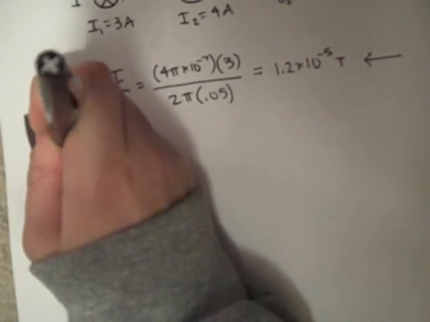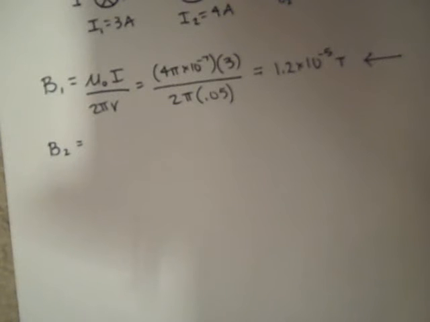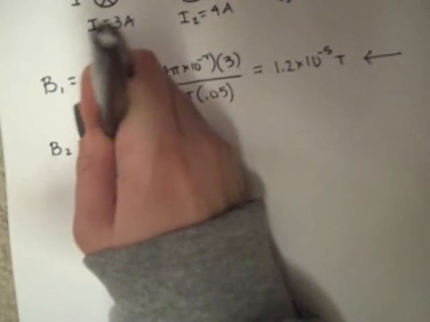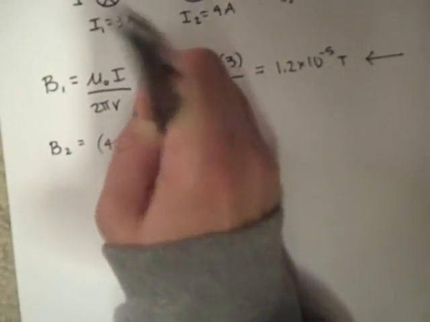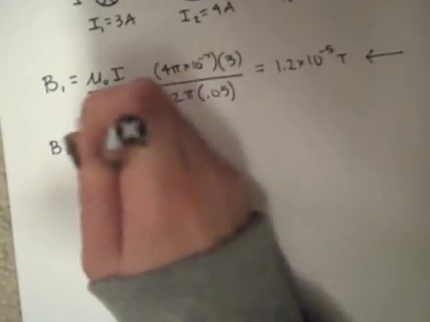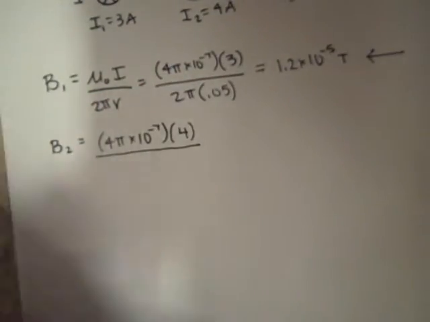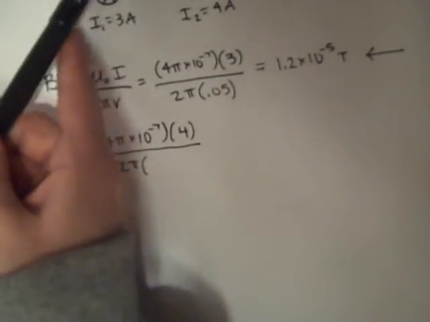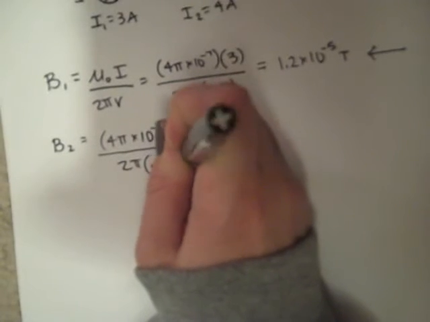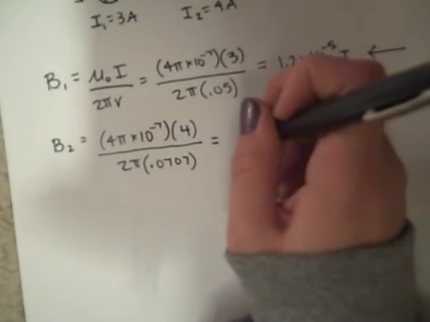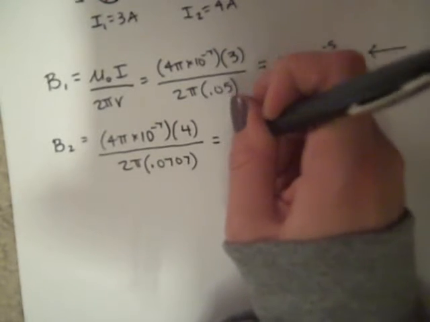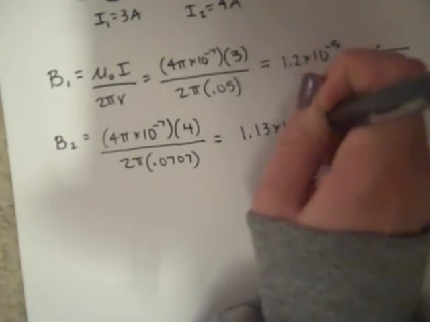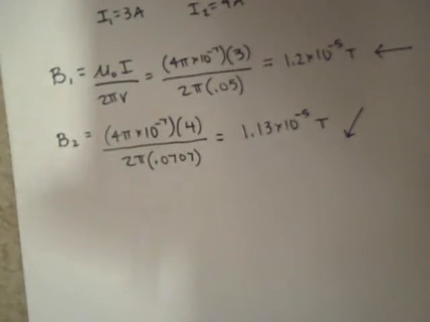Next thing, the magnetic field B2, due to wire number 2, is going to be the same equation here. So we're going to have 4 pi times 10 to the negative 7th times current 2, which is 4 amps, divided by 2 pi times that distance, and that's going to be the hypotenuse of the triangle right there, so 0.0707. And the result is that you get B2 to be 1.13 times 10 to the negative 5th Teslas at an angle down and to the right there, at like a 45-degree angle.